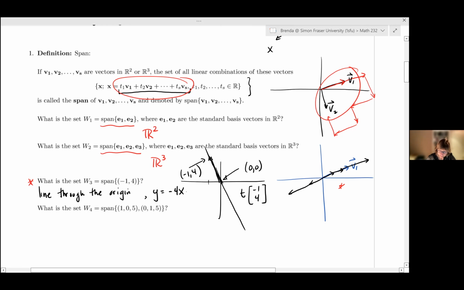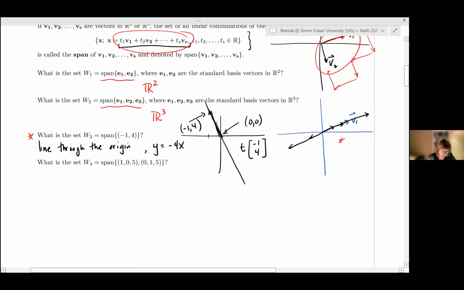Okay, let's take another example. We have here a set W4 indicated to be the span of two vectors. The vectors are in R3 because they have three components. Now, we're first careful to note something. We want to note that these vectors are not multiples of one another, because that's going to be something somewhat different. And when we have the span of this and this, we can move around.